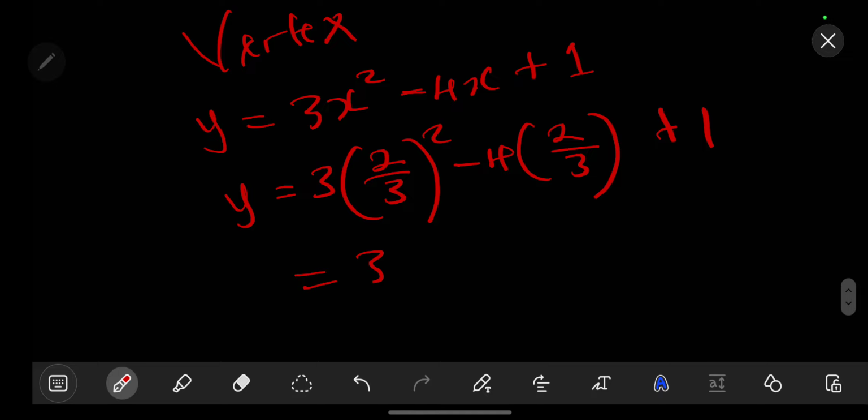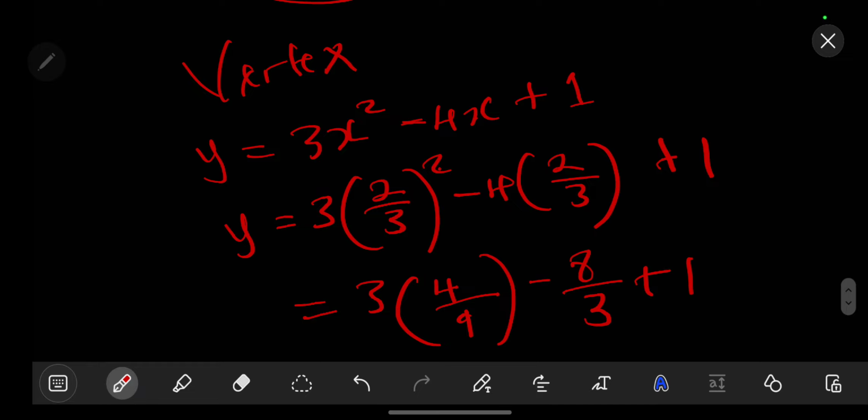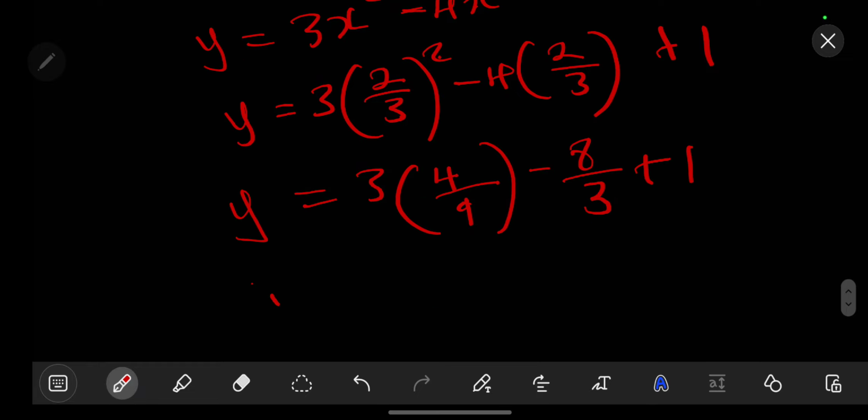We are going to end up with 3. 2 squared is 4. This 3 squared is equal to 9. Then we have minus 4 times 2, it will be 8 over 3. Then we have plus our 1 like that. So we are going to have y equal to 3 times 4, it will give us 12 over 9 minus 8 over 3 plus 1.